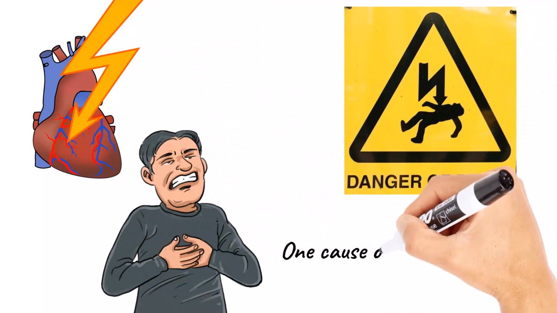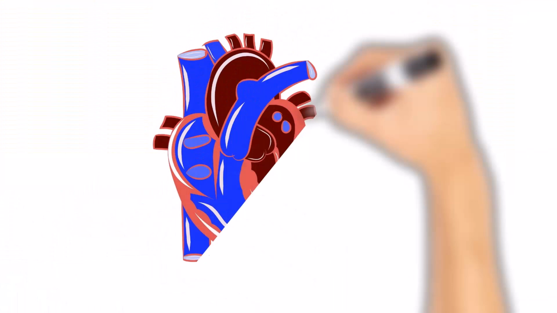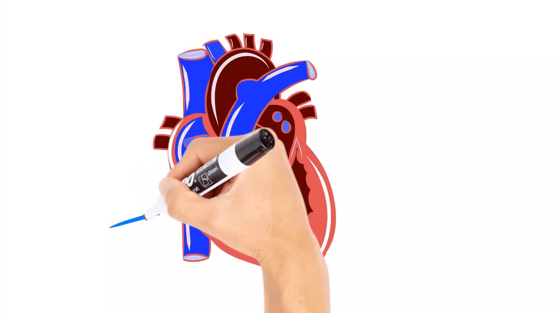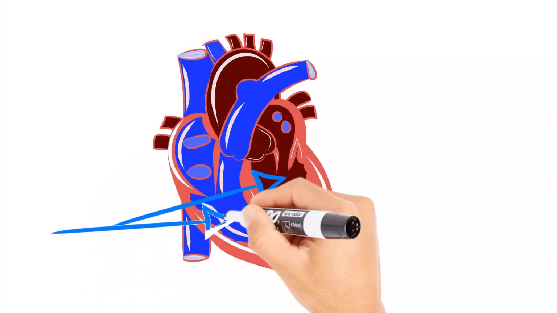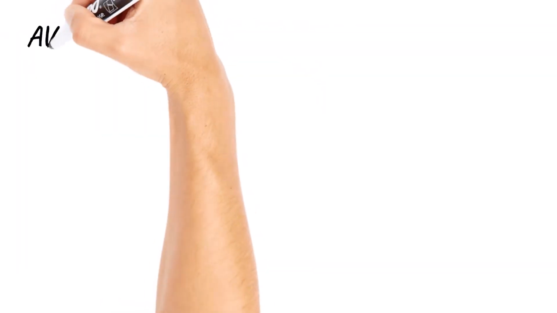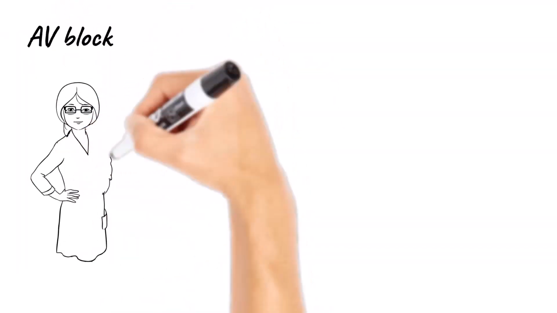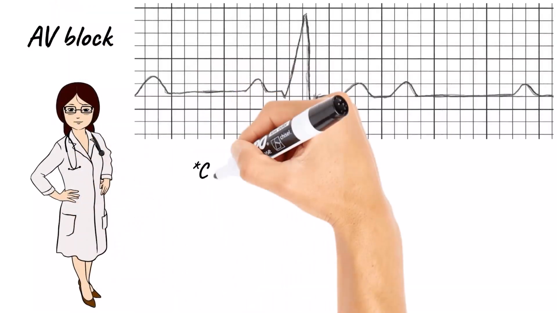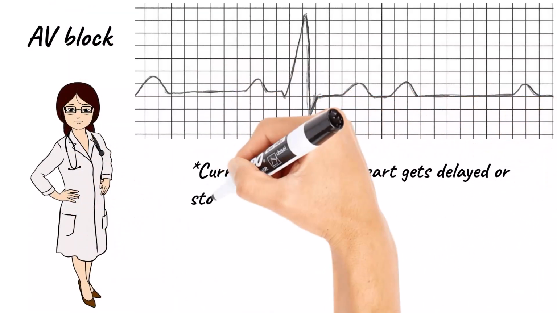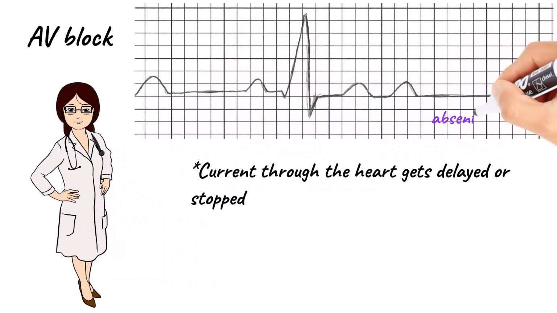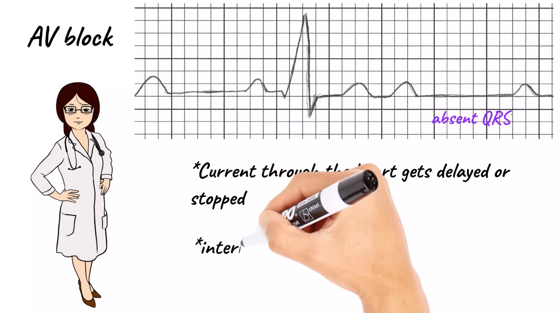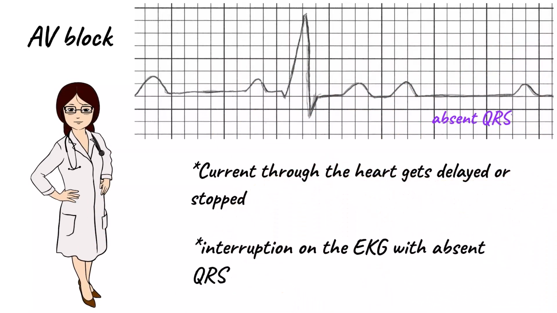VFib is one cause of cardiac arrest. Since the ventricles are not contracting in a coordinated fashion, the ventricles fail to pump blood adequately through the body. Another abnormal EKG is atrioventricular block. This occurs when current through the heart gets delayed or stopped. You can see this interruption on the EKG with the absent QRS complexes.